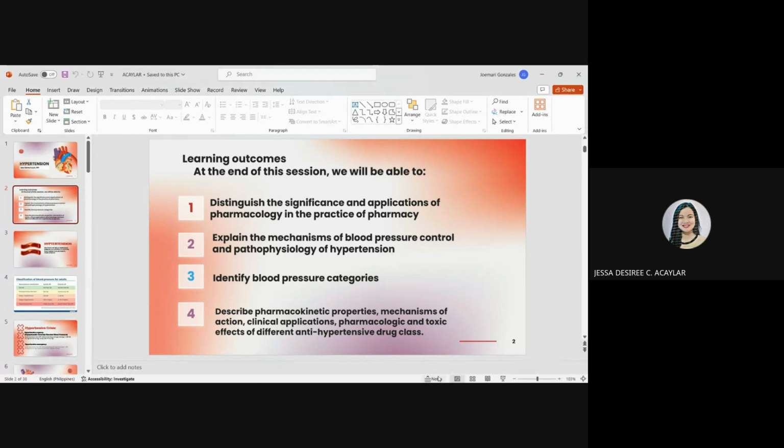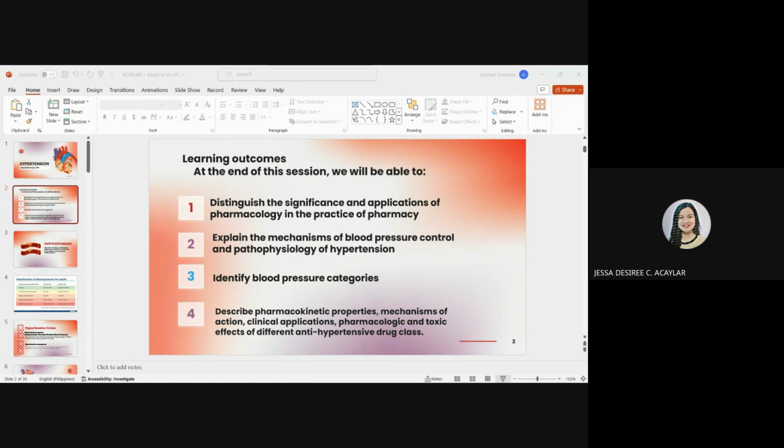these are the learning outcomes po ng report na prepare ko. At the end of this session, we will be able to distinguish the significance and applications of pharmacology in the practice of pharmacy. We will be able to explain the mechanisms of blood pressure control and pathophysiology of hypertension, identify blood pressure categories, and describe the pharmacokinetic properties, mechanisms of action, clinical applications, and pharmacologic and toxic effects of different antihypertensive drug class.